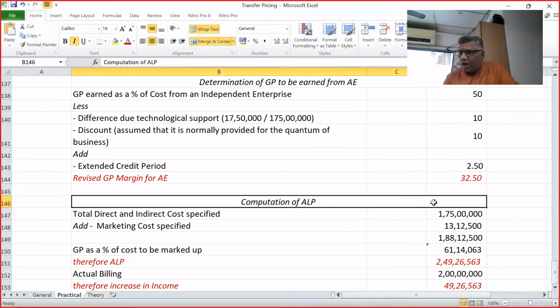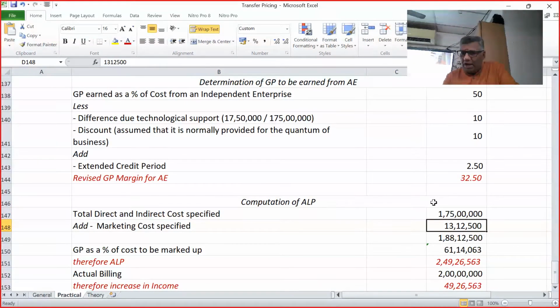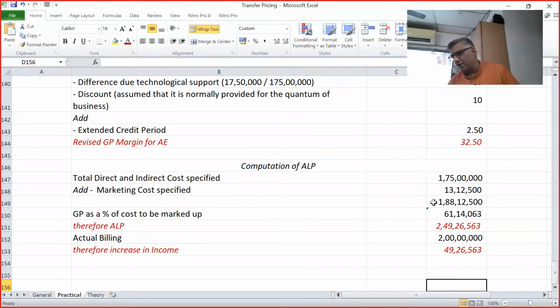The other way of working out is this 1312500 comes to 7.5 percentage. So this becomes 40. So 1 crore 75 lakhs into 40%, you will get the profit. So you will get the billing value less 2 crores. Both answers they have given. They have worked out both alternative answers.